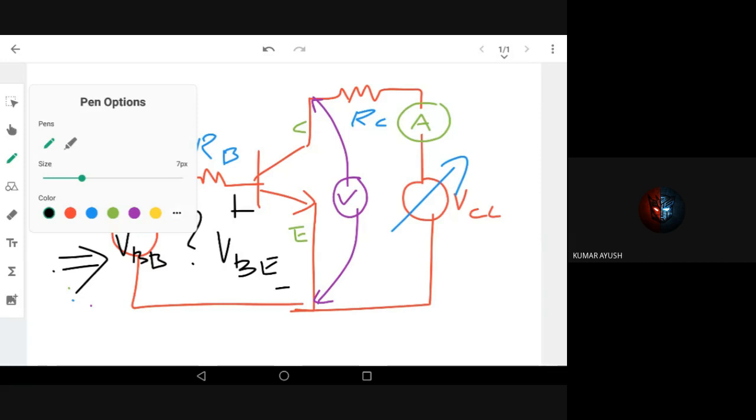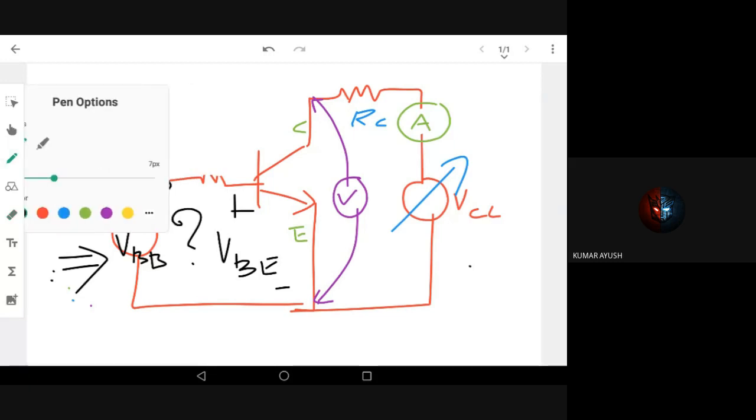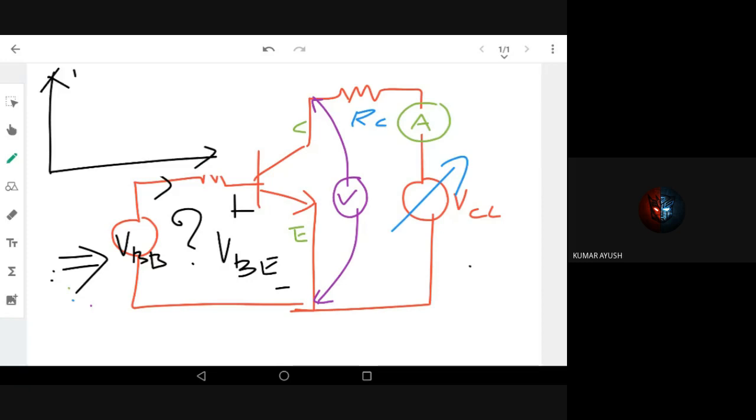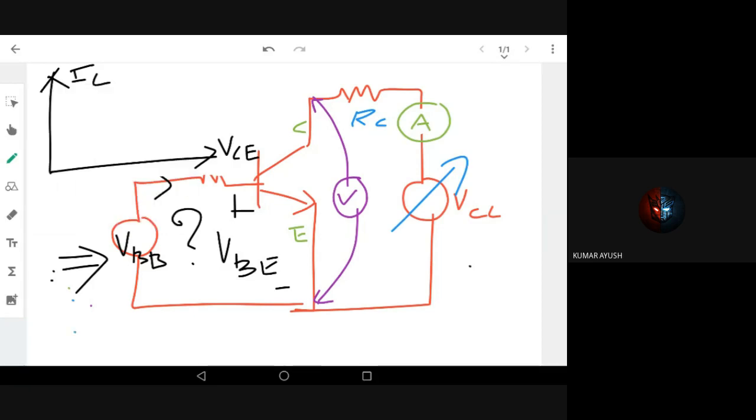Okay, so now I'm going to plot this. Maybe I'll draw here. This is IC, this is VCE. I'm going to vary VCE and check the IC. So what I'm going to get here is initially a linear curve. As VCE increases, IC increases linearly, right? Why? Because of the resistance RC.